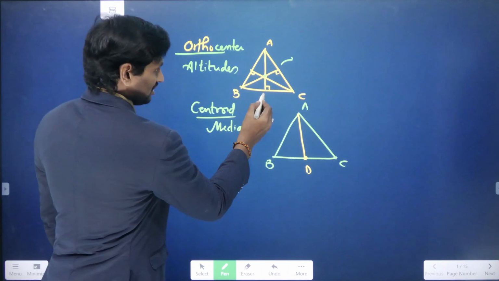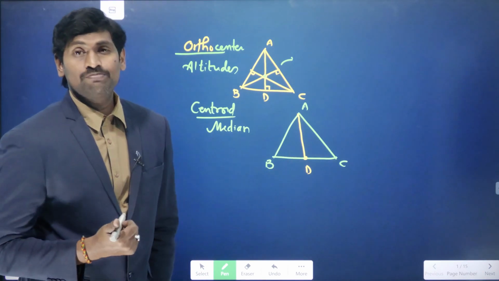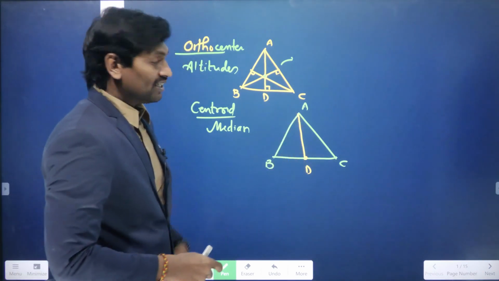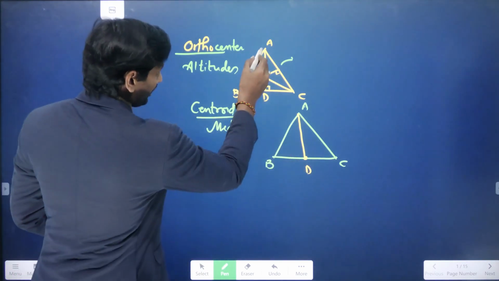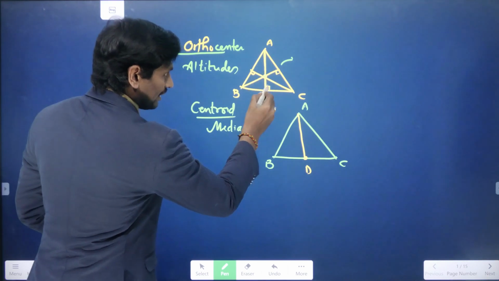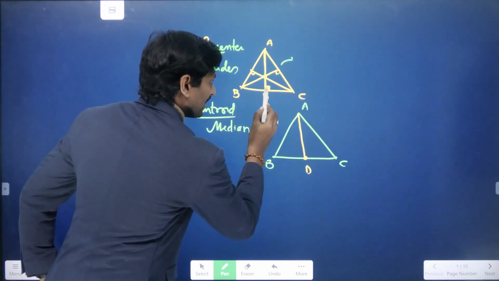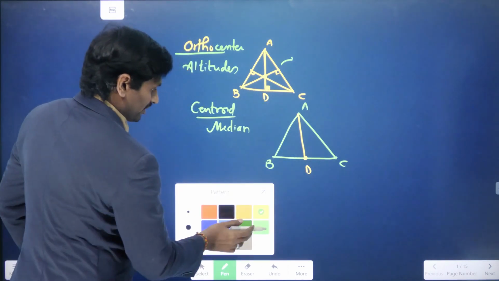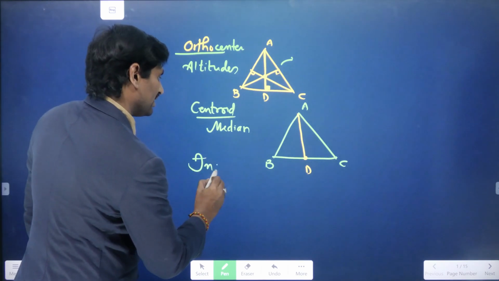Just observe here. Here also we draw one AD, here also AD. What is the difference between them? A median is a line segment drawn from the vertex to the opposite midpoint. Here, it need not be the midpoint every time. It must go to the opposite side, but perpendicular means it makes a 90 degree angle. Okay, right.